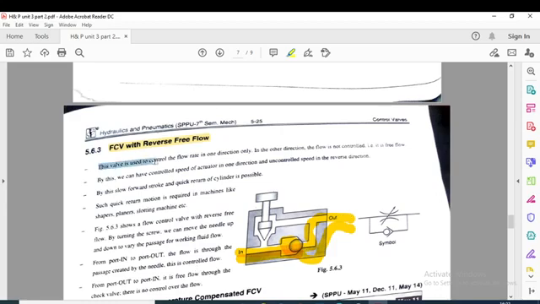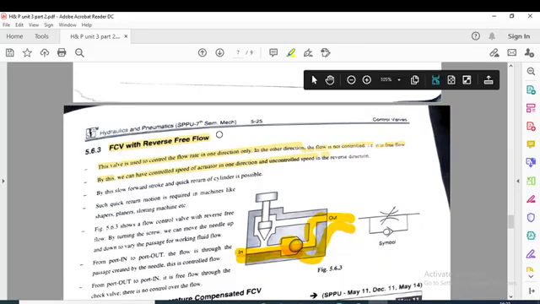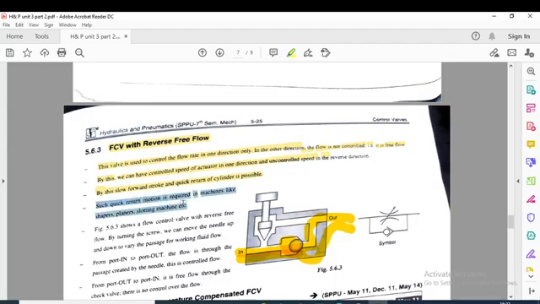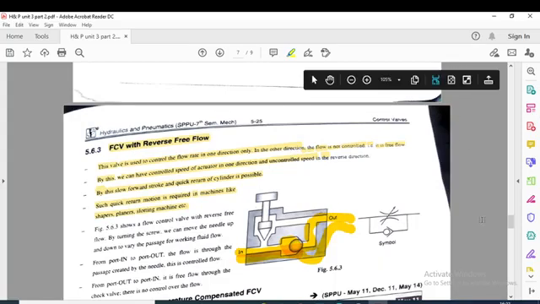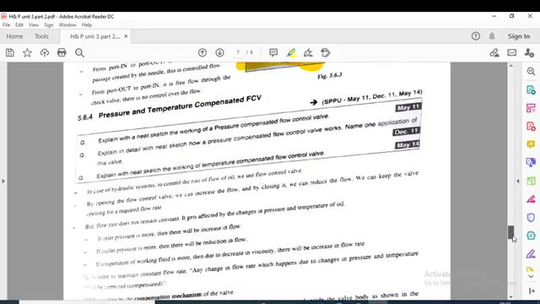So this valve is used to control the flow rate only in one direction, and in the other direction the flow is not controlled. So we name it a reverse free flow direction control valve. By this, a slow forward stroke and quick return of the cylinder is possible. Such quick return motion is required in machines like shaper, planer and slotting machine. When we require this quick return mechanism, we use the reverse free flow, and to get it we use the flow control valve with reverse free direction.